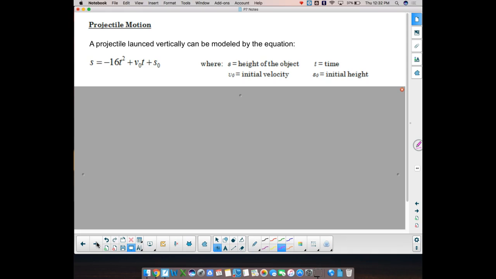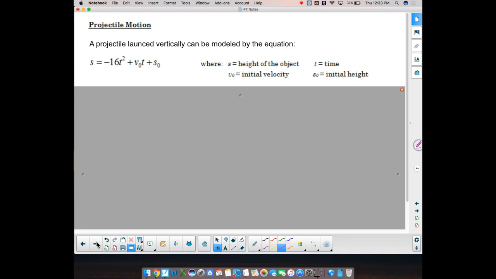Okay? So, a projectile launched vertically can be modeled by the equation S equals negative 16t squared plus v sub 0 t plus s sub 0, where S is the height of the object at any given time t, v sub 0 is my initial velocity, how fast we launched it, and s sub 0 is the initial height at which we launched that object. Okay?